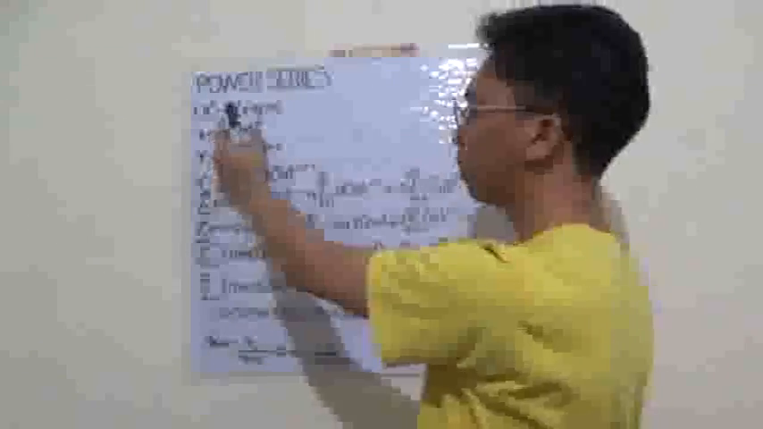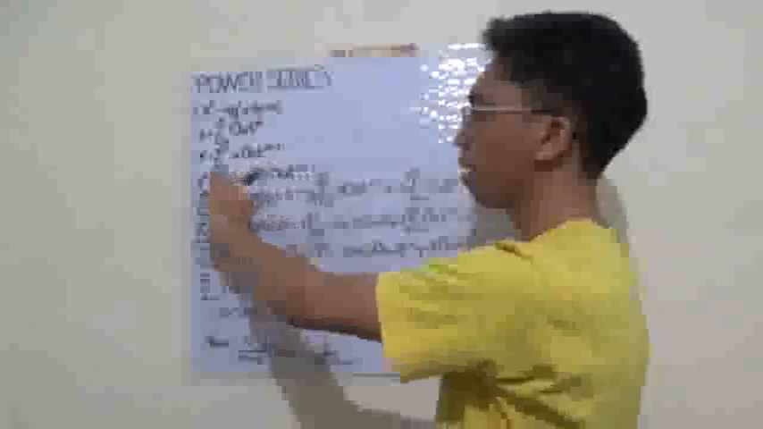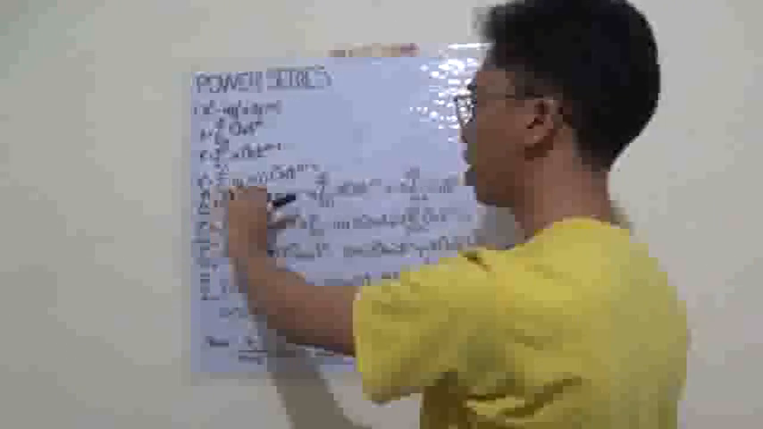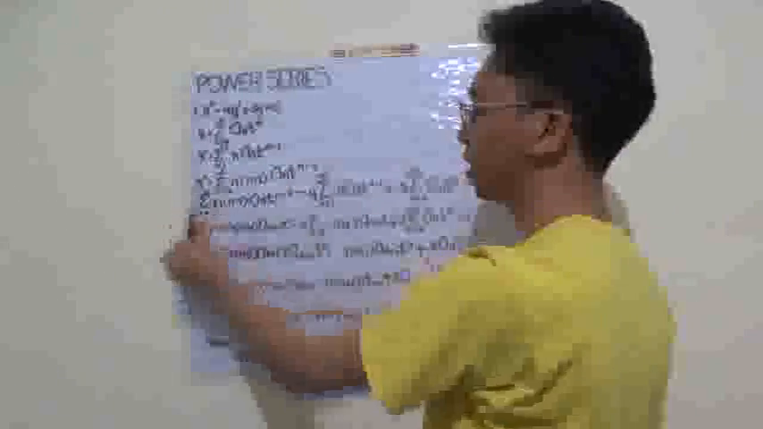And having the derivative of this equation, we have y prime, which is equal to summation of n a sub n t raised to n minus 1, where n is equal to 1. And our y double prime is equal to summation of n times n minus 1 a sub n t raised to n minus 2, where n is equal to 2.